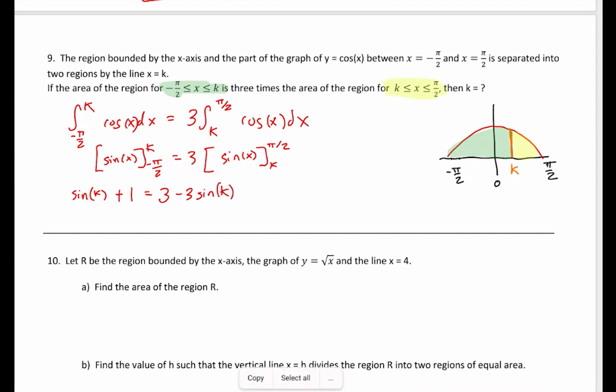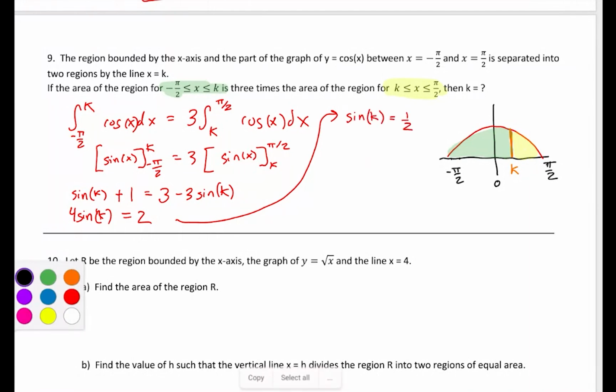So if I try to isolate my sine k's over here, I'm going to add 3 sine k to both sides to get 4 sine k. And then I subtract 1 on both sides to get 3 minus 1 is 2. Then I can divide both sides by 4 to get sine of k is 1/2.